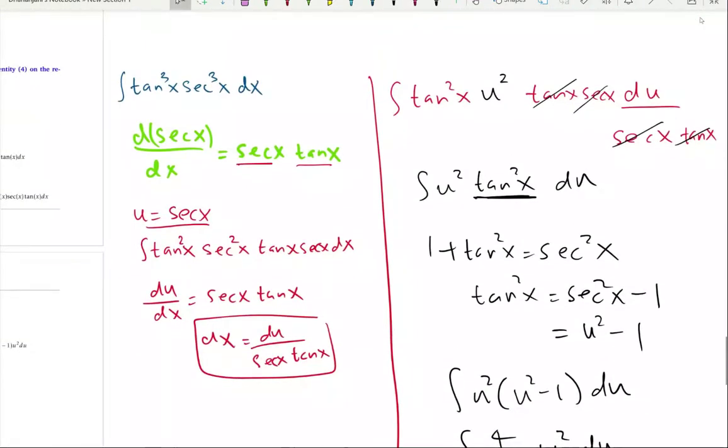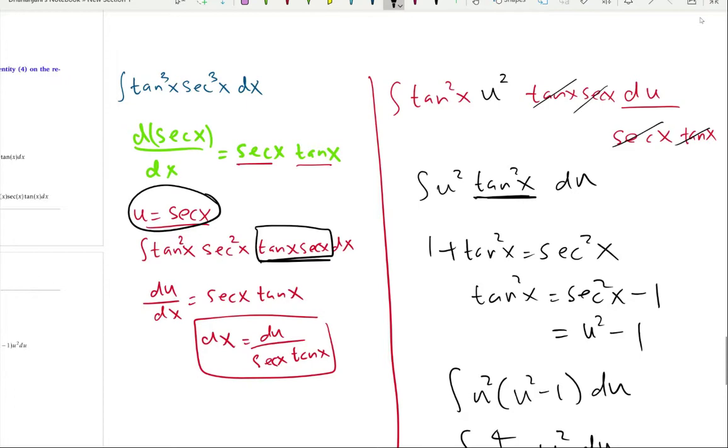But here's the summary. When you have an odd power for tangent, we split both secant and tangent. When you split both secant and tangent, we use secant as the substitute, because the derivative of secant is secant times tangent, so that you can cancel out both of these terms.